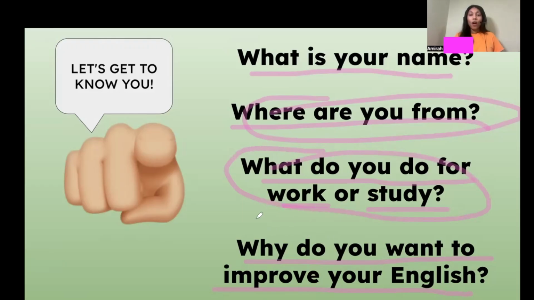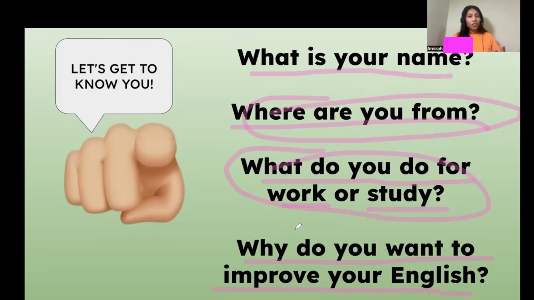Lastly, it says, why do you want to improve your English? Now, I said, why do you want to improve your English instead of saying, why do you want to study English? Or why is English this language you want to study? Because again, that's a little bit of a confusing question.